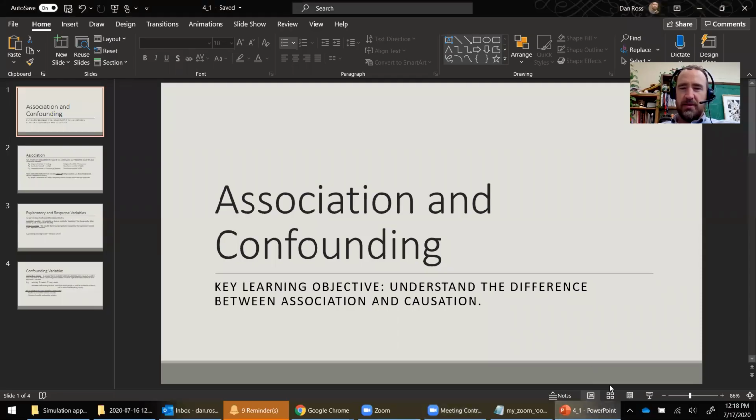We're now going to be talking about when we have two variables, not just one variable of interest, and ways that those two variables might be connected. The basic idea of connections between variables is called association, and we'd like to dig in a little bit more to that. So let's go ahead and take a look at some notes here and talk about association and confounding.